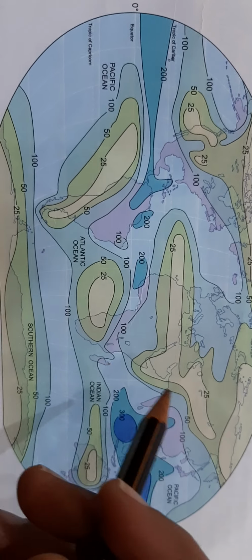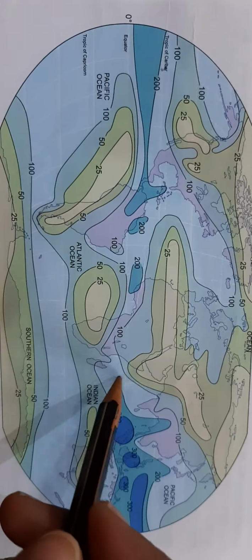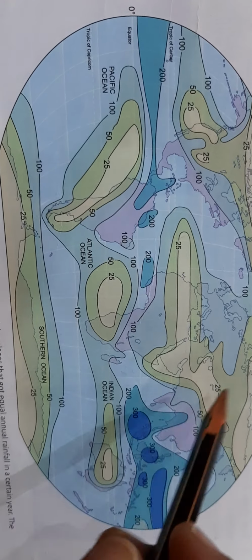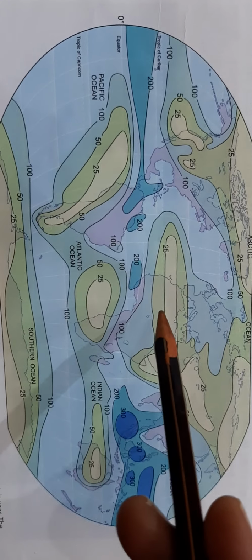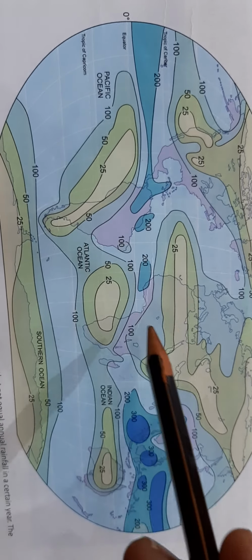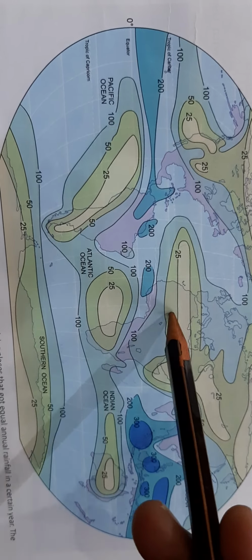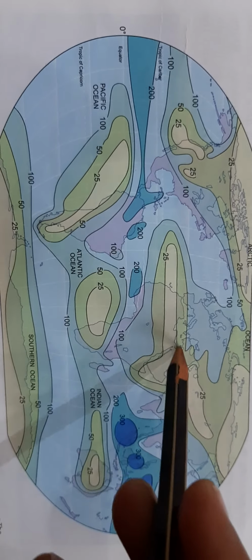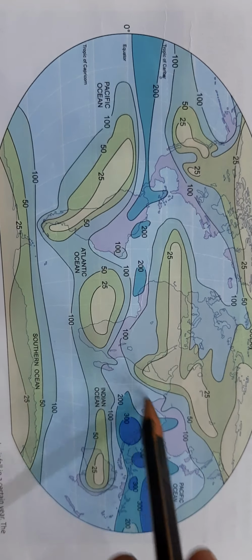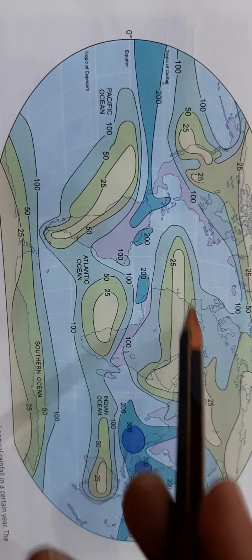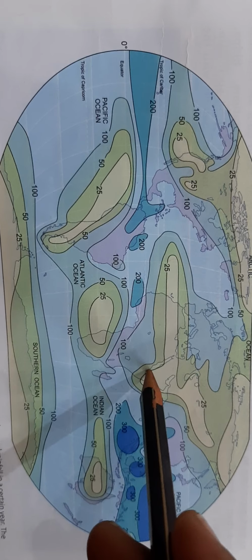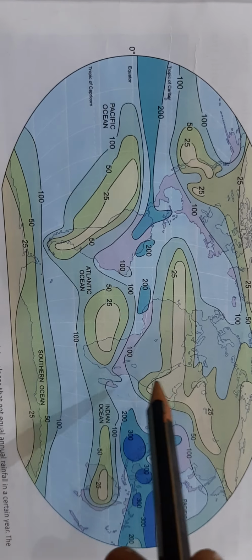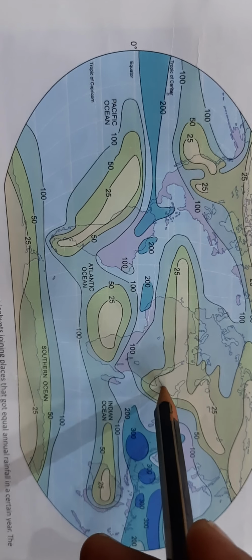Now, what is the meaning of these lines? What are isohyets? An isohyet is a line drawn on a map to join places that have the same mean annual rainfall. You can check these black lines going through many places, joining many places. They represent that whatever places isohyet lines are joining, they experience the same amount of rainfall.